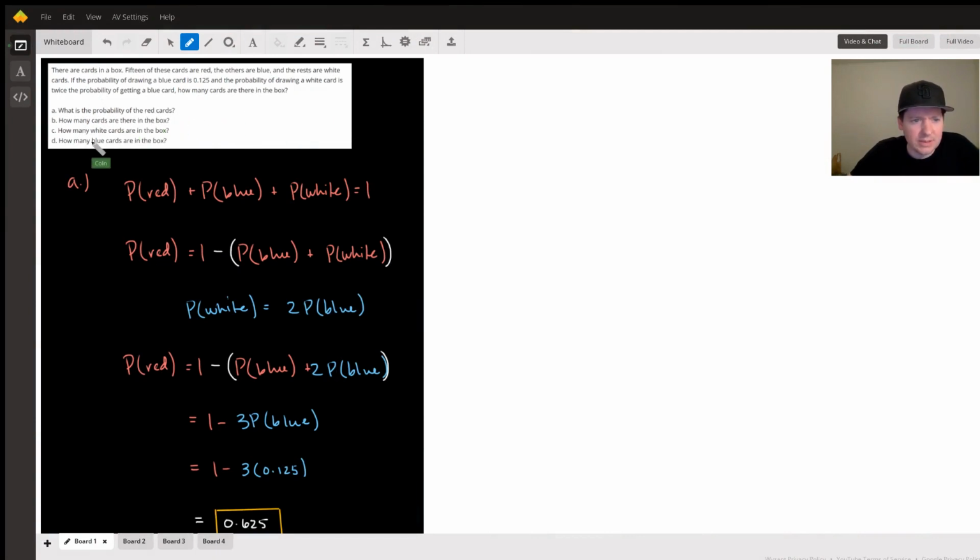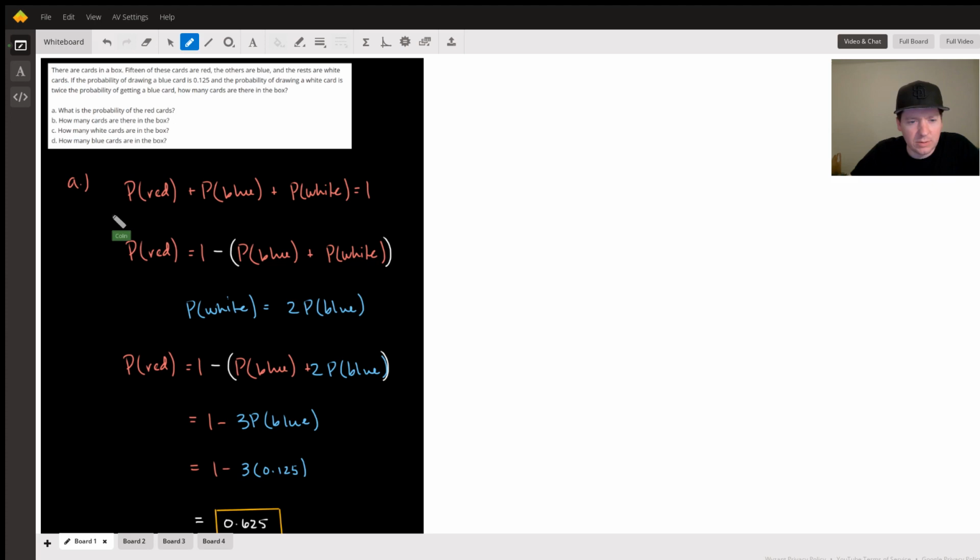Okay, so we have this question here. It says there are cards in a box. 15 of the cards are red. Then there are also blue and white cards. If the probability of drawing a blue card is 0.125 and the probability of drawing a white card is twice the probability of getting a blue card, and then it says how many cards are there in the box, but actually that's part B. So we're actually going to go first and answer question A, which is what is the probability of the red cards?